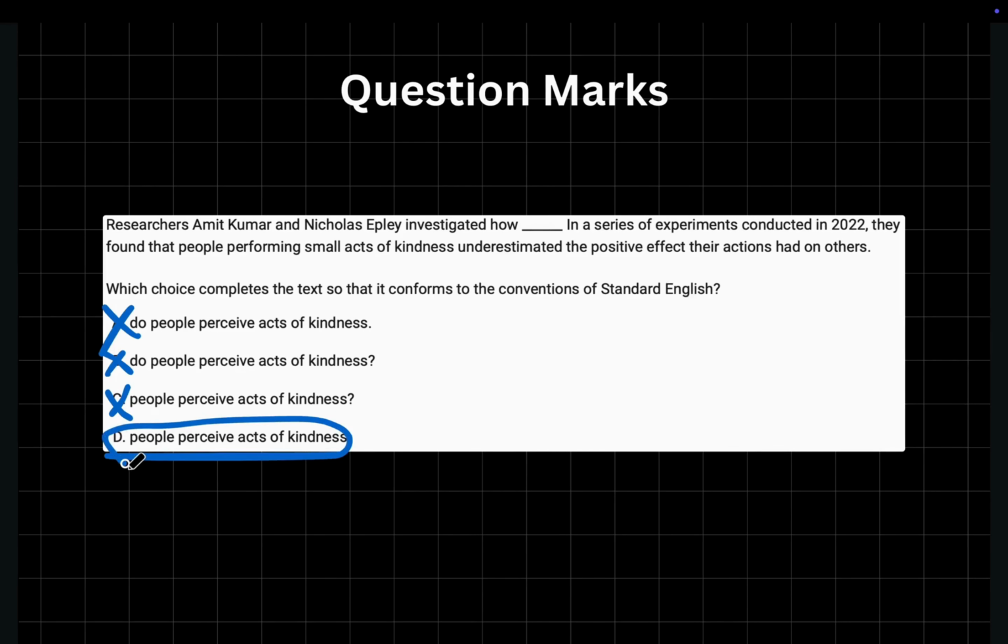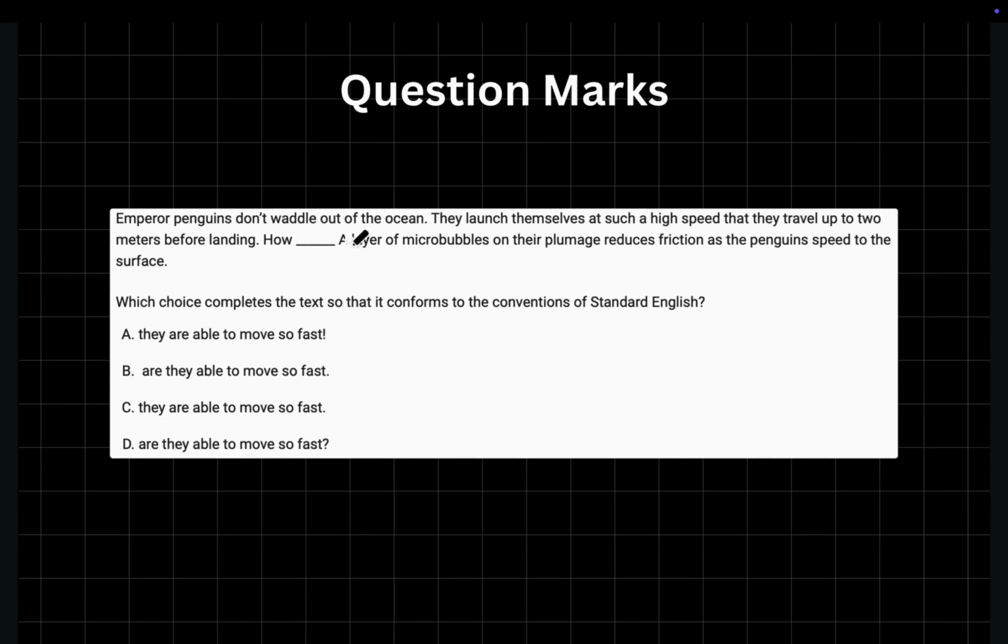Last question. Emperor penguins don't waddle out of the ocean. They launch themselves at such a high speed that they travel up to 2 meters before landing. How? Blank. Okay, so the sentence had come to an end and then it said how, meaning that it was going to ask a question. So let's look for the choice with the question mark, which is choice D, and it is obviously correct.